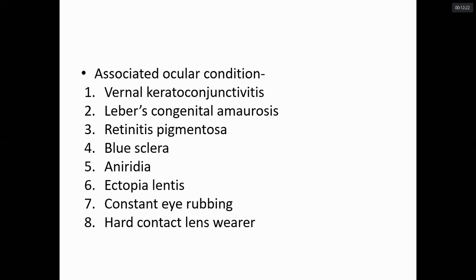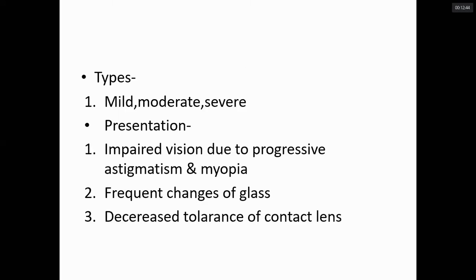Other associated ocular conditions are vernal keratoconjunctivitis, Leber's congenital amaurosis, retinitis pigmentosa, blue sclera, aniridia, ectopia lentis, constant eye rubbing, and hard contact lens wearers. These are the associated ocular conditions where keratoconus can be seen. There are different types: mild, moderate, and severe. The patient presents with impaired vision due to progressive astigmatism and myopia.